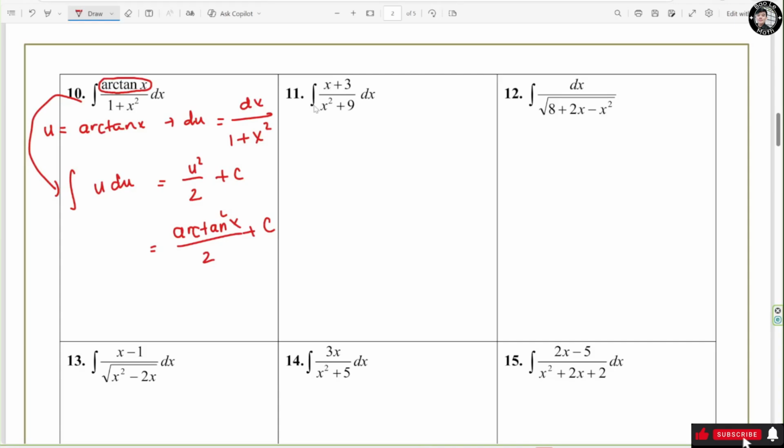Now let's move on to question 11. Observe that the numerator has a degree less than the denominator, right? So we need to separate this. This turns out to be the antiderivative of s over s squared plus 9 ds plus the antiderivative of 3 over s squared plus 9 ds, right?